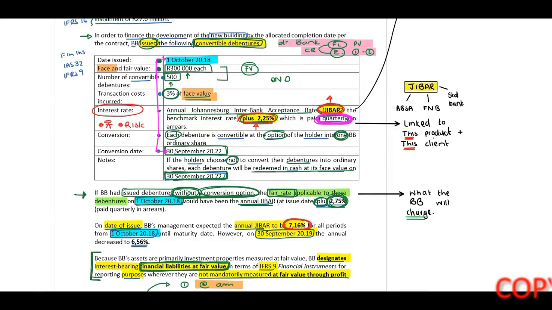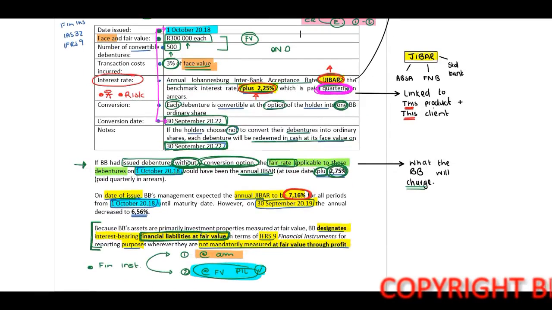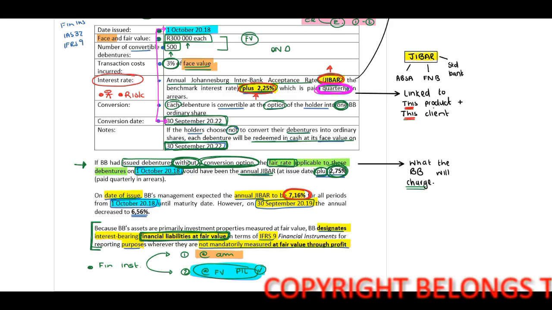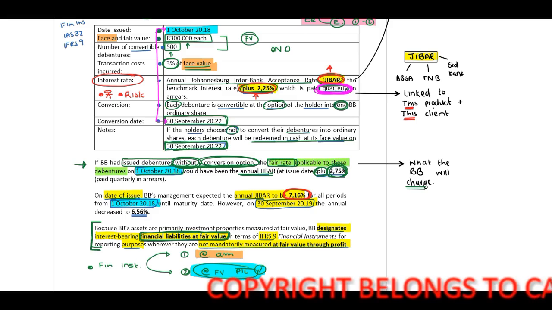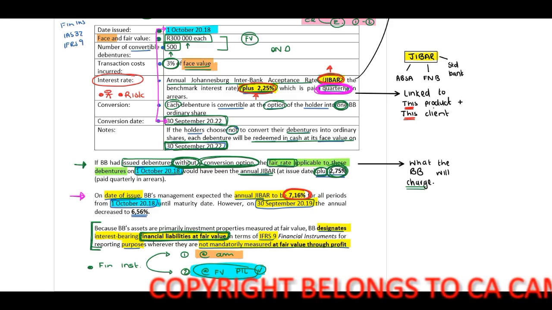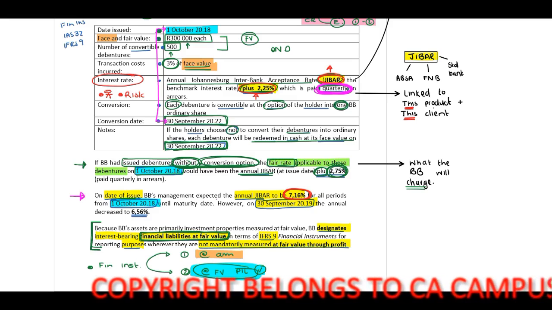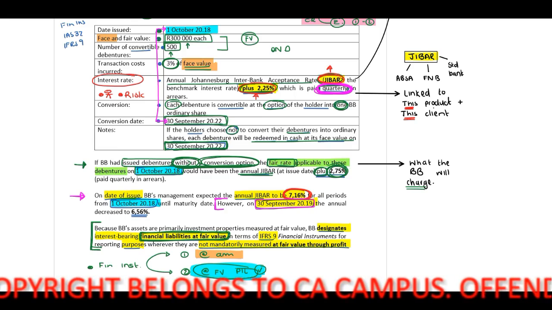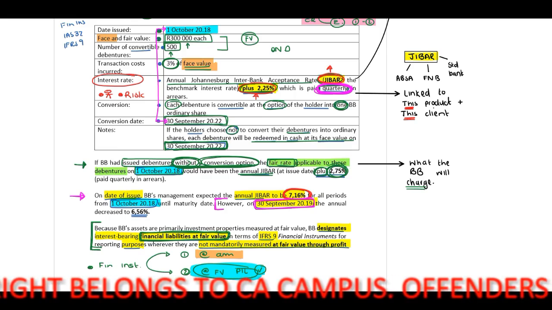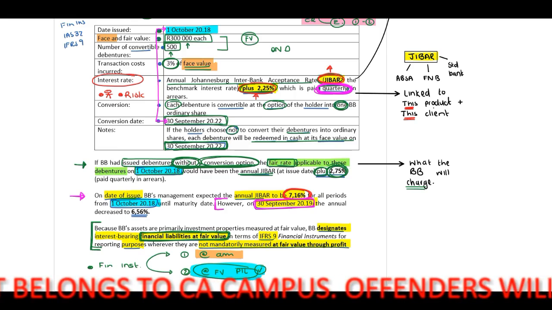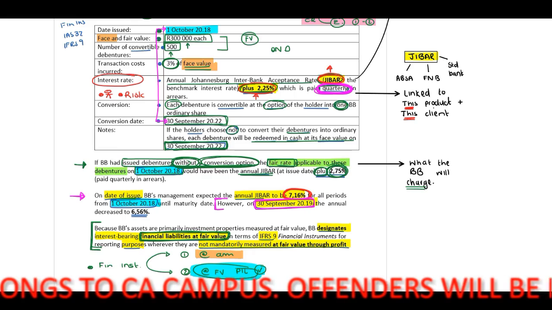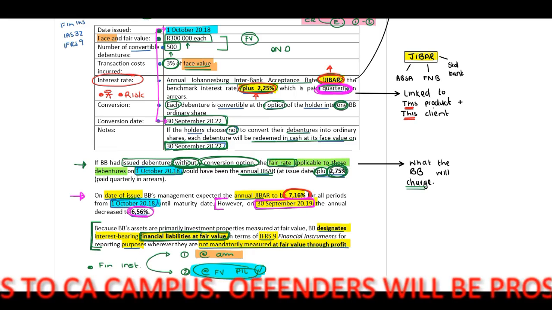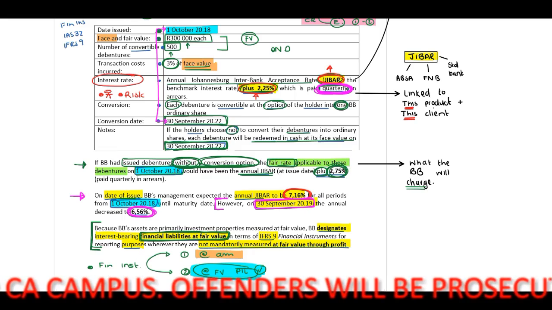Remember, we need to determine what is the fair value at year end, right? Now, when we look at this, the second paragraph below our table, I'm going to make use of pink for you to be able to follow me. They indicate to us in the second sentence, however, on 30 September 2019, the annual JIBAR should have been decreased to 6.56. Do you see this?